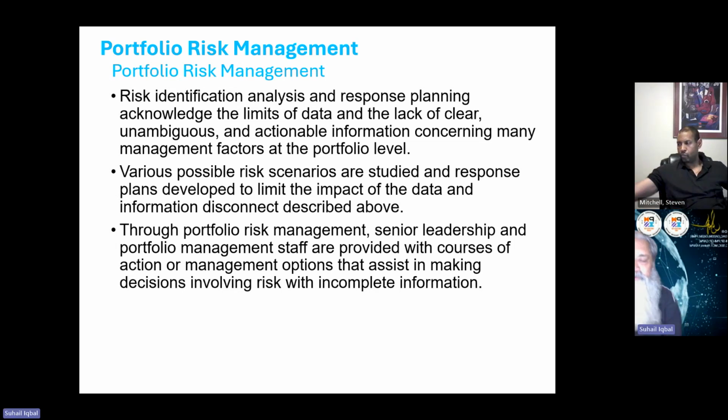Through portfolio risk management, senior leadership and portfolio management staff are provided with courses of action or management options that assist in making decisions involving risk with incomplete information.